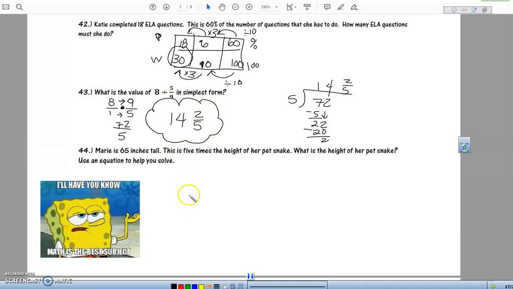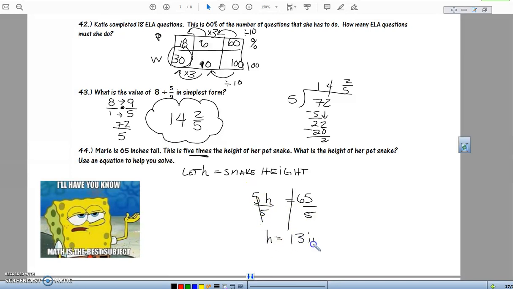Marie is 65 inches taller. This is 5 times the height of her pet snake. So we're going to let H equal snake height. Okay, so we know it's times, and we know it's equal to 65. So it equals 65 and 5 times the height. Divide both sides by 5. H equals 13 inches.